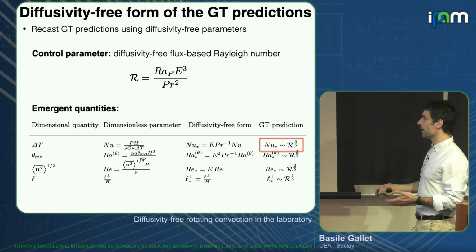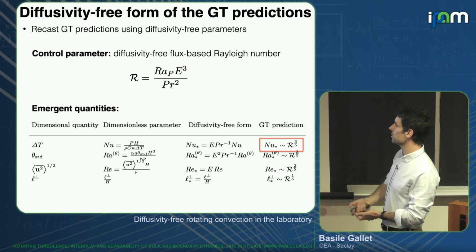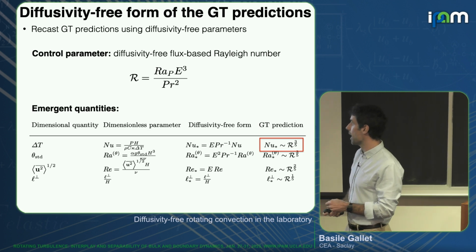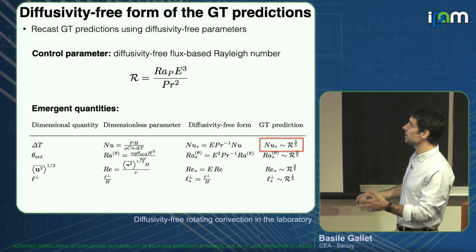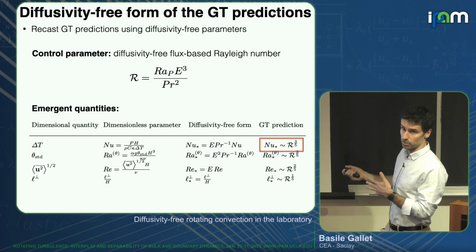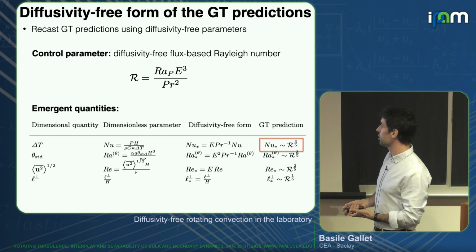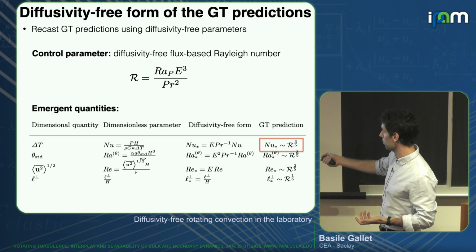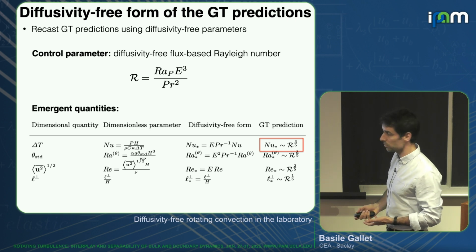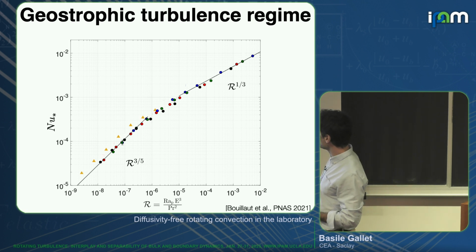Okay, so I'm going to show you the data in this plane R, Nusselt star, diffusivity-free Nusselt number. So the first question we ask is, is the system indeed in a diffusivity-free regime? If that's the case, all the data should collapse onto a master curve, right? And then, is this diffusivity-free regime the GT regime? If that's the case, the parallel should be with a 3/5 exponent, sorry, 3/5 exponent.